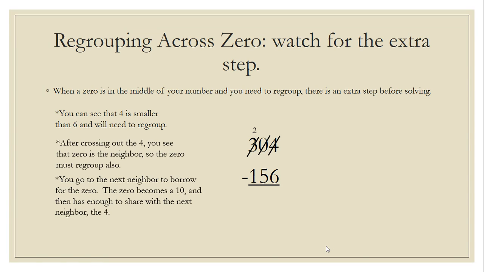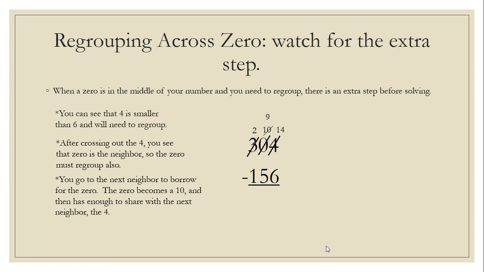So we would change the 300s to 200s. Our 0 becomes a 10. Now our 10 can share with the ones column. 10 will become a 9, and 4 will become 14. Now we're ready to solve.